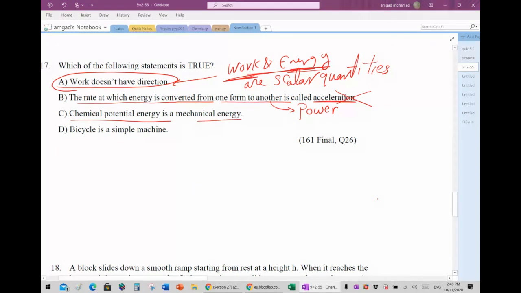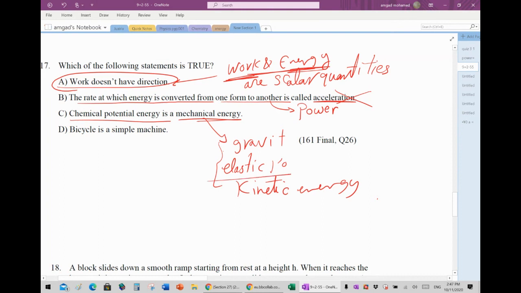Chemical potential energy is mechanical energy? Of course not. Mechanical energy is either gravitational potential, or elastic potential energy, or kinetic energy. Kinetic energy or potential energy, but the potential must be either gravitational or elastic. Okay. Bicycle is a simple machine? Of course not. A bicycle is a compound machine. Okay, guys?